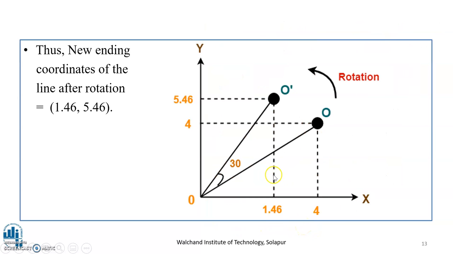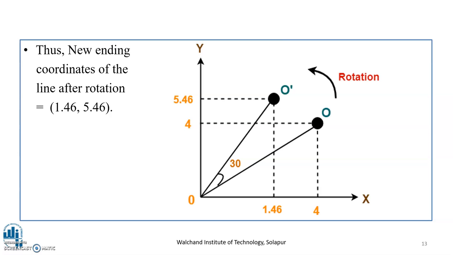So diagrammatically, this was the initial point, with ending point 4, 4. After rotation with an angle of 30 degrees, you have the new point, that is x new as 1.46 and y new as 5.46. I hope you have understood the concept of 2D rotation.